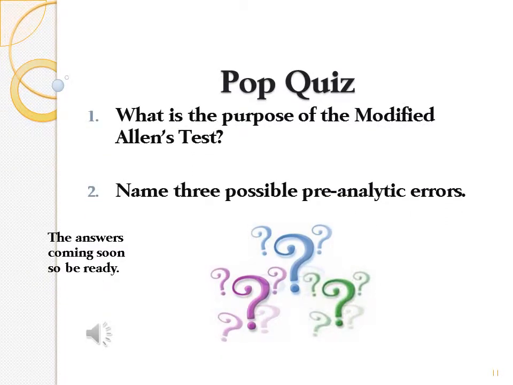Now I have a couple of questions for you. What is the purpose of the modified Allen's test? And can you name 3 possible pre-analytic errors?